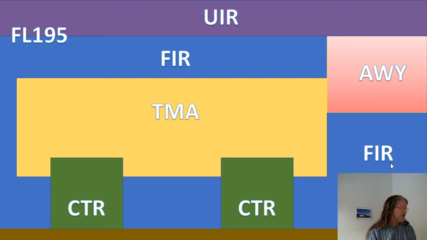The Flight Information Region is anywhere that people can receive flight information either from a Flight Information Center or from a control unit. We'll talk more about the Flight Information Center in a later episode.